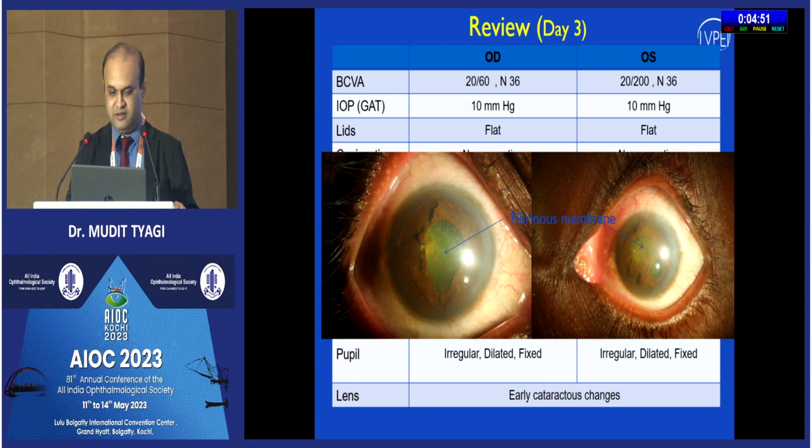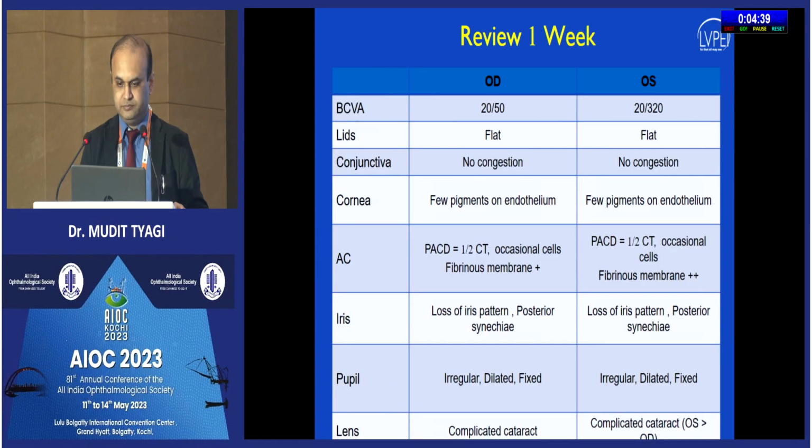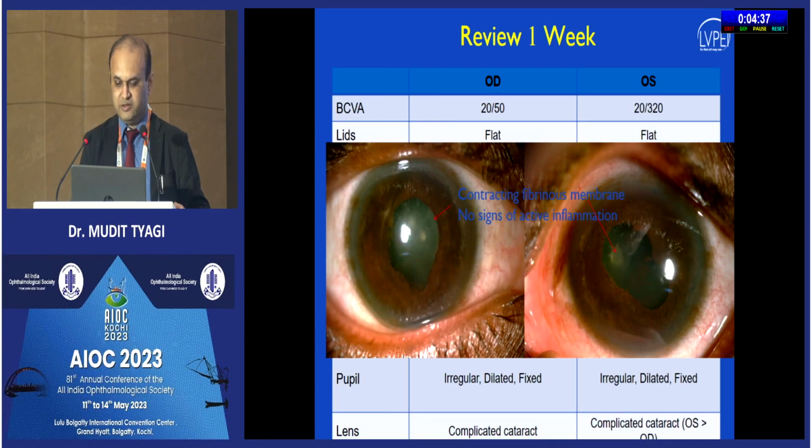The edema starts regressing in terms of corneal edema. The AC becomes more well-formed, the fibrinous membrane regresses. Visual acuity improved to 20/60 initially, and then subsequently improved to 20/40, 20/50 in both the eyes. This is how the patient is. Final visual acuity in the left eye, though, was lower, but that was on account of cataractous changes which the patient had.